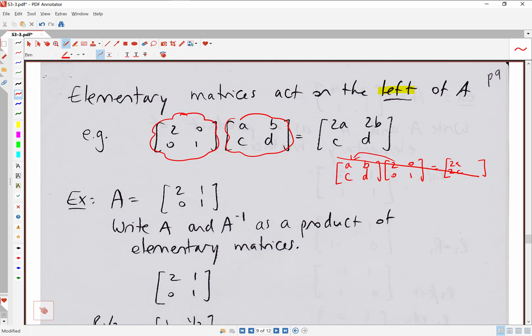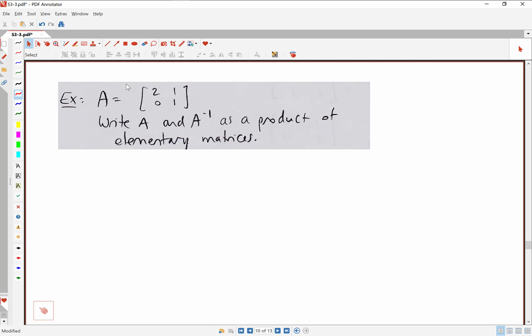So that's not the correct way to do it. Because we do our Gauss-Jordan process using row operations, we have to have the elementary matrices sitting to the left of our matrix A. So this is the type of problem that we're really trying to solve when it comes to elementary matrices. We're going to do a couple of examples like this just to practice the idea.